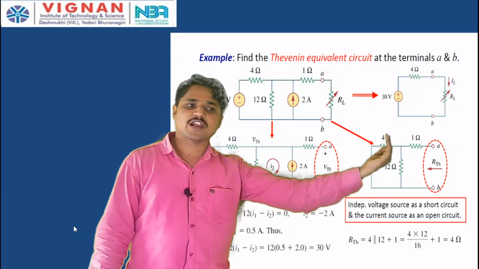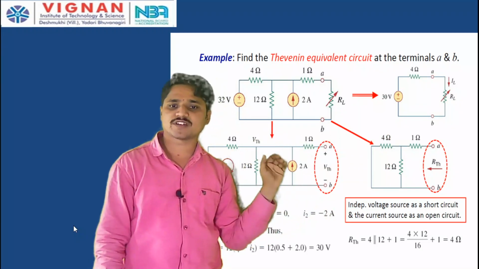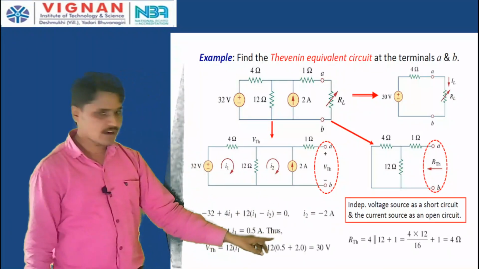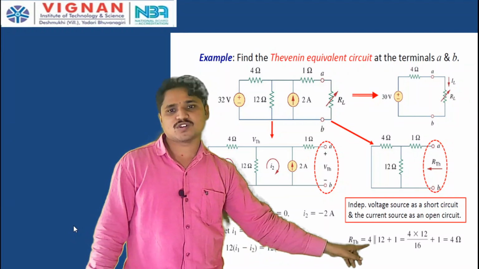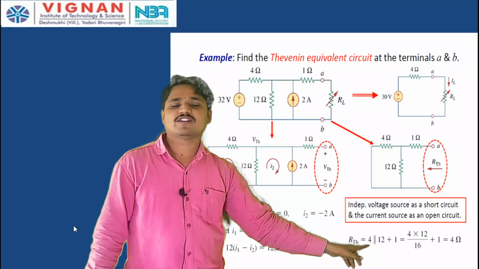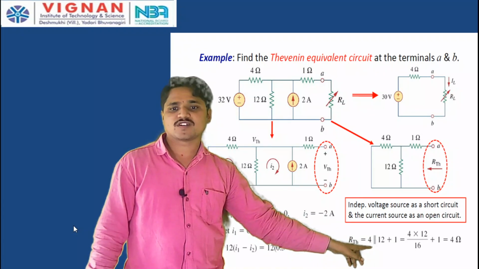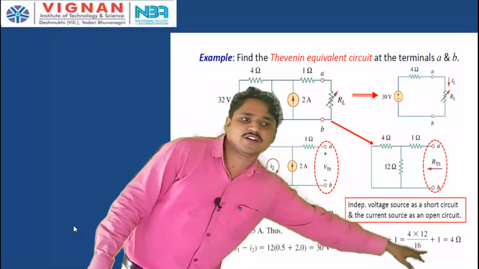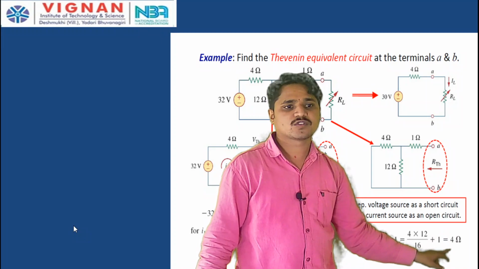When you are calculating the Thevenin resistance from the right side, we should go from the left side. So, R Thevenin is equal to 4 ohm in parallel with 12 ohm, plus 1. So, R1 into R2 by R1 plus R2: 4 into 12 by 4 plus 12, which is 3, plus 1. If you solve it, you will get 4 ohms.